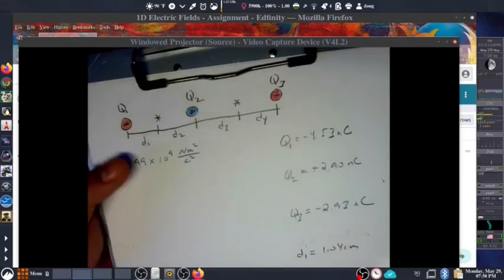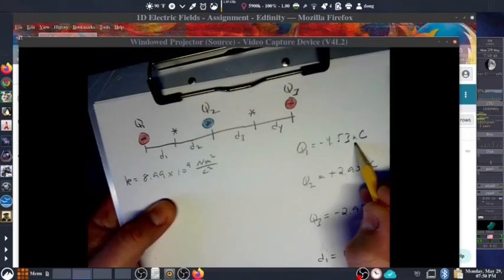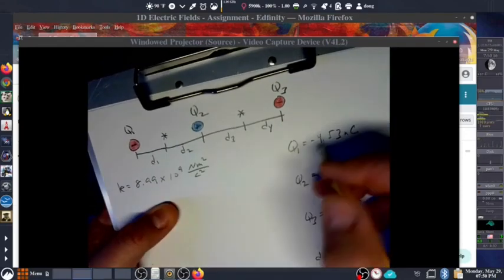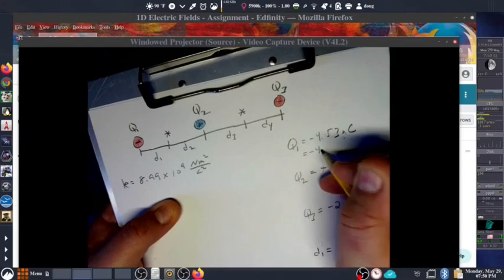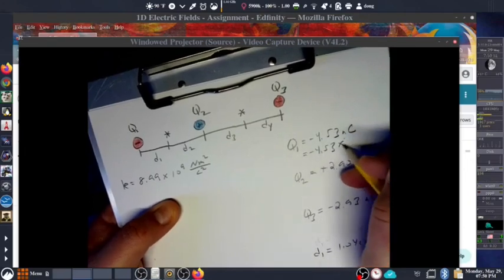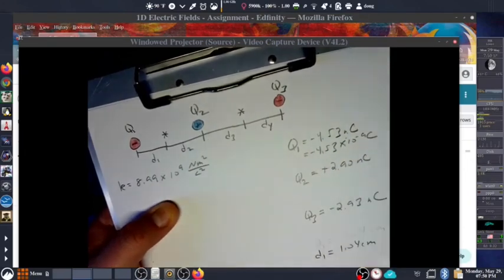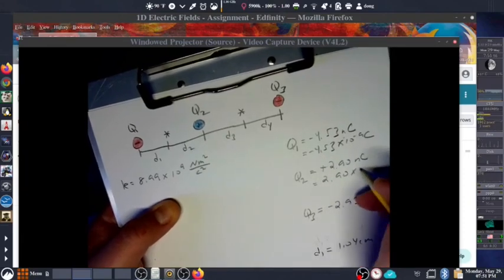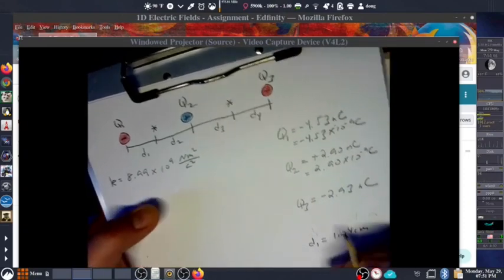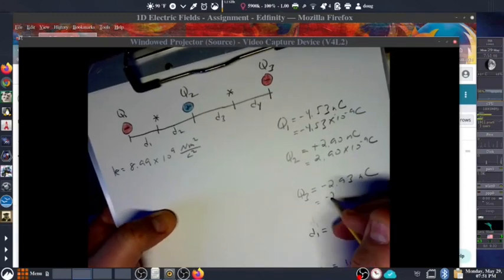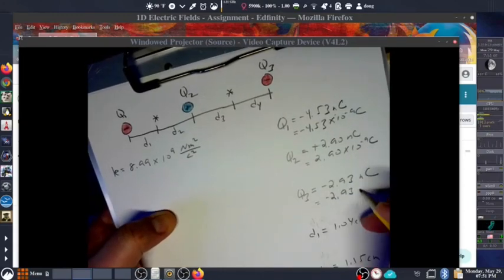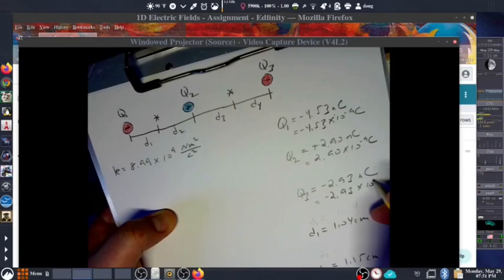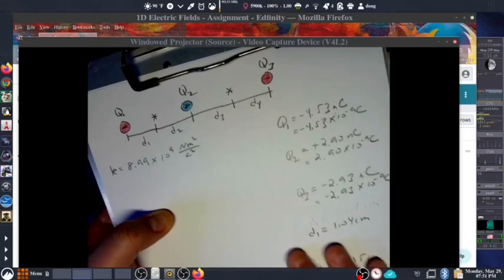So if I go through here, remember nano is 10 to the minus 9, so this would be minus 4.53 times 10 to the minus 9 coulombs. This would be 2.90 times 10 to the minus 9 coulombs. This is minus 2.93 times 10 to the minus 9 coulombs.